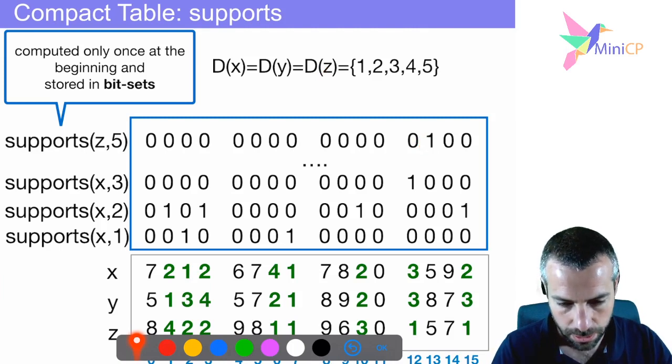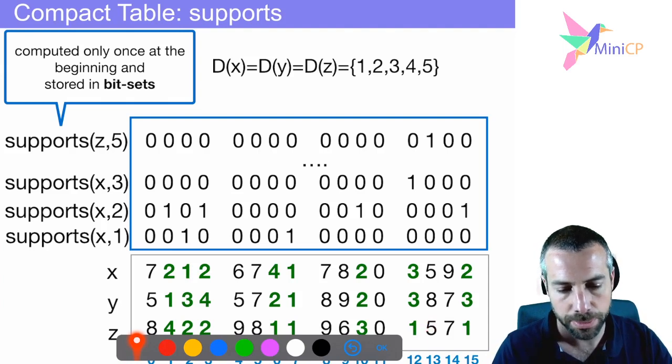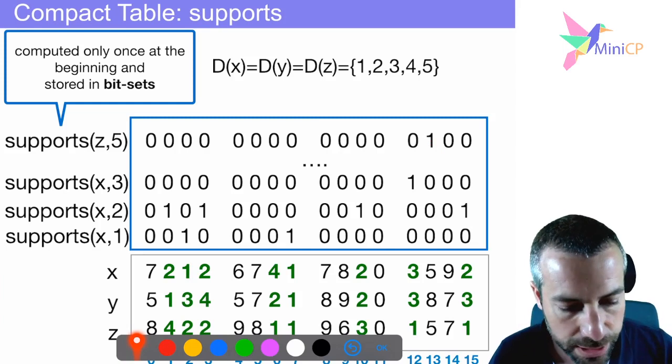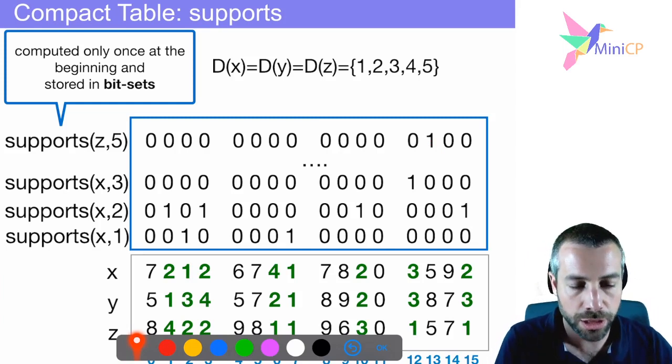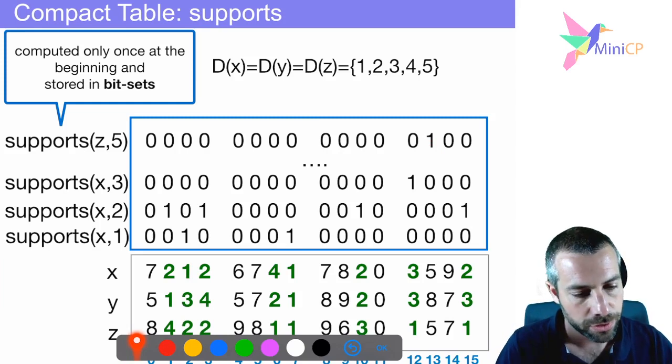And again, you see that here we set the bit for z5 to 1 because you've got a 5 here. Because you've got a 5 here, you set the bit here to 1 for z5. So you pre-compute that for every pair of variable value initially. You do it only once. So for instance, you do it in the constructor of a compact table.